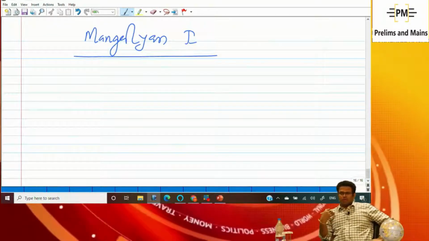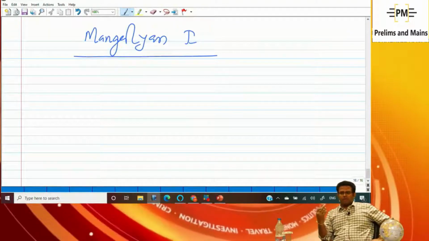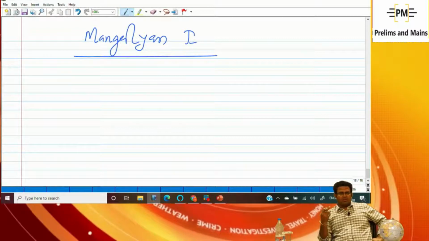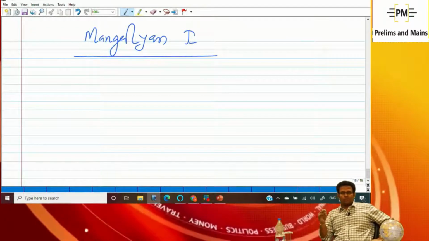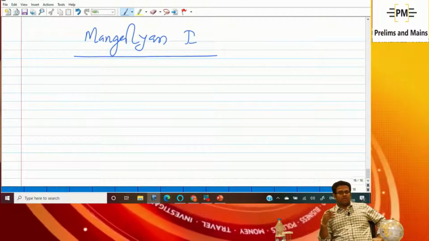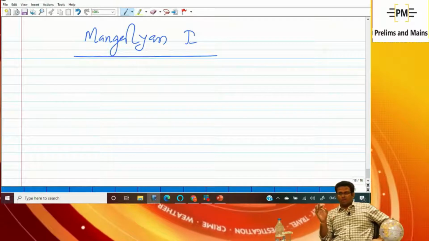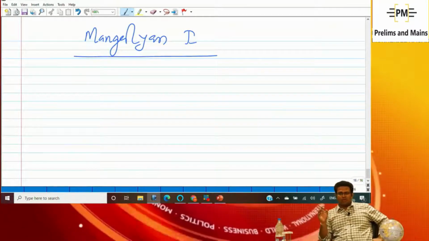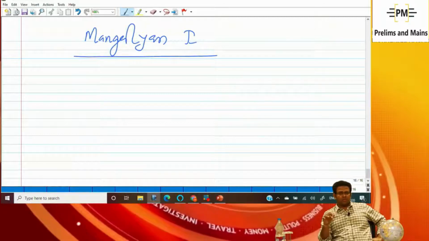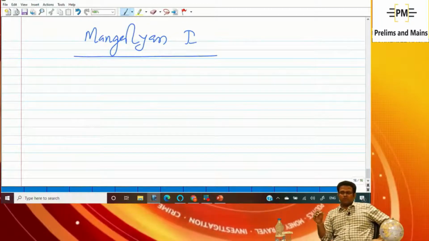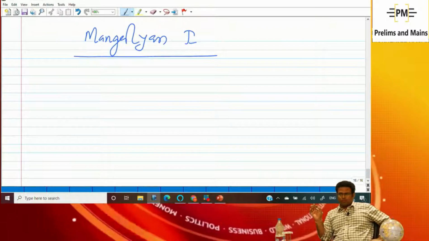Another point: Chandrayaan 1 worked on finding water on the moon. This is one of the achievements of India. No one had done it before India in 2008. Through the Chandrayaan 1 mission, India was able to find the presence of water on the moon.